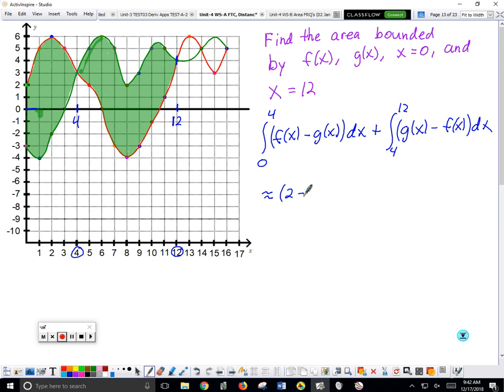The value of g is -3. And my top minus bottom trick works perfectly because 2 subtracted -3 is 5, which is the vertical distance for this first rectangle. So the integral will find that area like so.